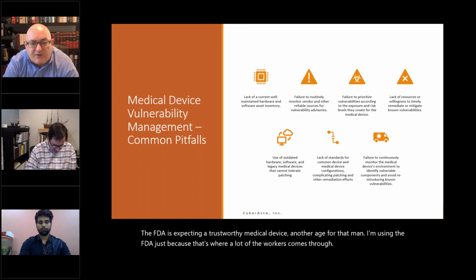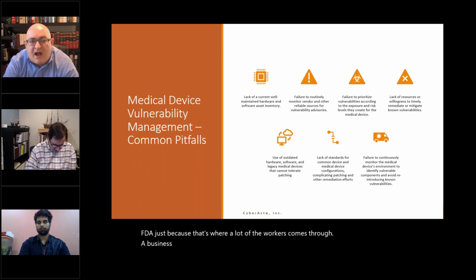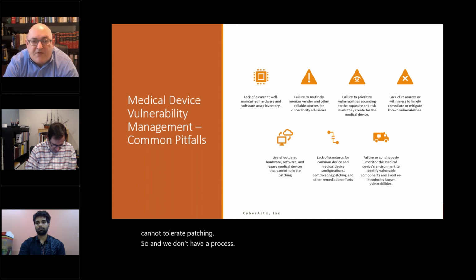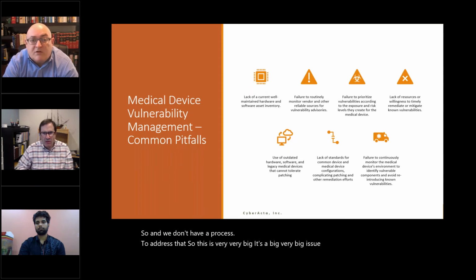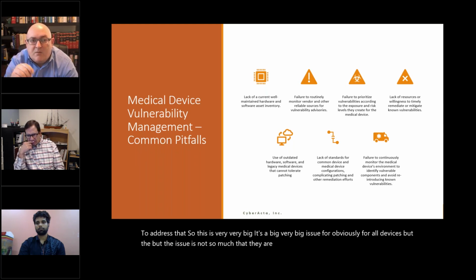A business decision: having outdated hardware and software in legacy medical devices that cannot tolerate patching, and we don't have a process to address that. So this is very, very big. It's obviously a big issue for older devices, but the issue is not so much that they're outdated. The problem is that we haven't done anything to really evaluate what the risk is.